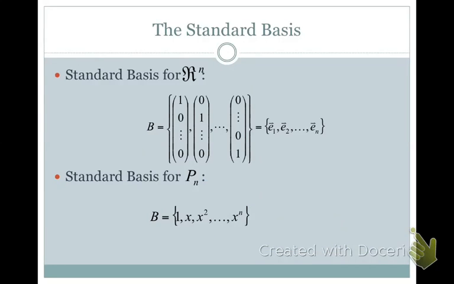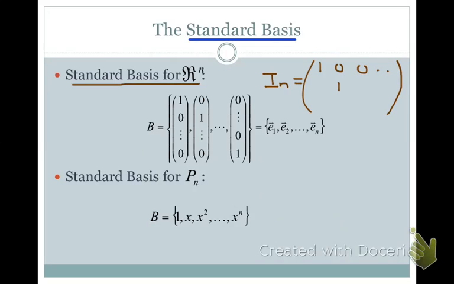Some vector spaces have what is known as a standard basis. So for example, the standard basis for Rn is simply the columns of the n by n identity matrix. Right? So that's the one that has ones along the diagonal and zeros everywhere else. So the columns of the n by n identity matrix form the standard basis for Rn.